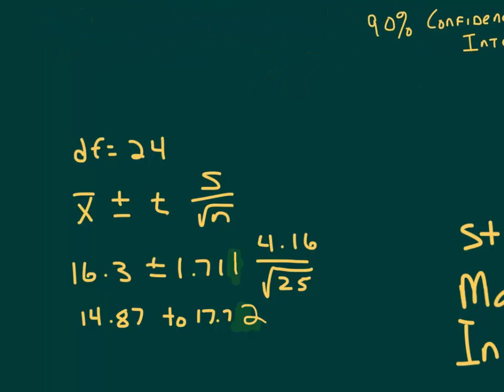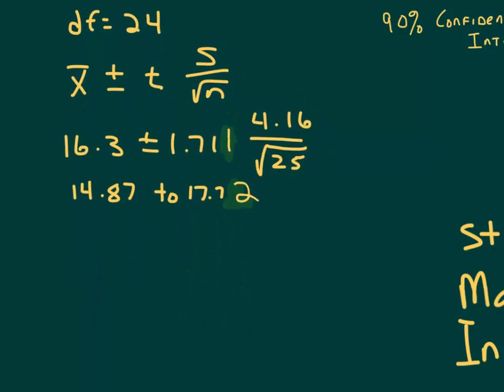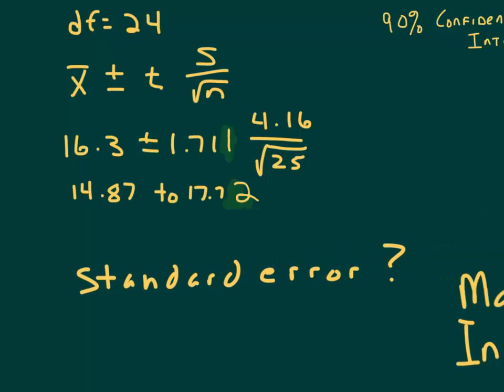A moment here to talk about some of the questions that can come up on multiple choice in particular. It might ask you for the standard error. So if it asks you for the standard error, that's just this part, the 4.16 divided by the square root of 25. That's going to be a little bit more than 0.8. I'm not going to calculate it right now, but it's just this part.